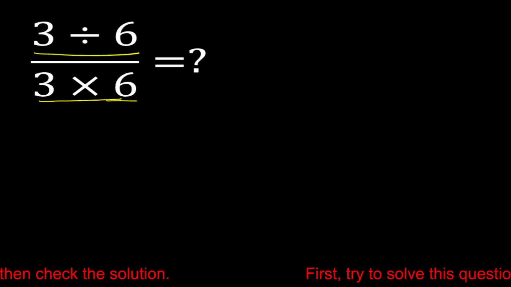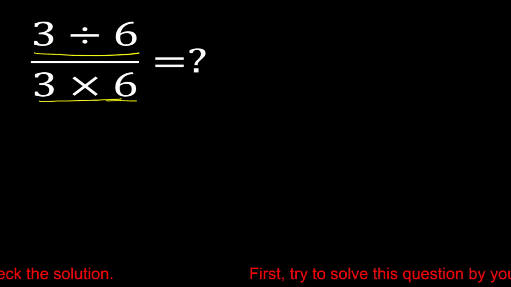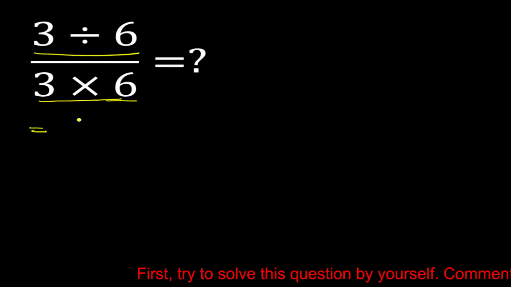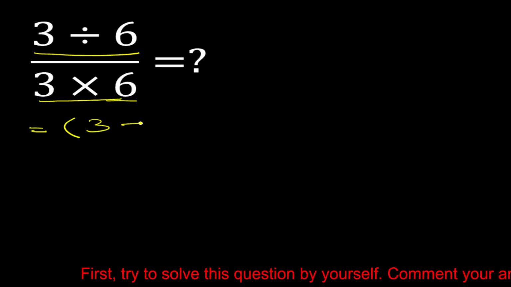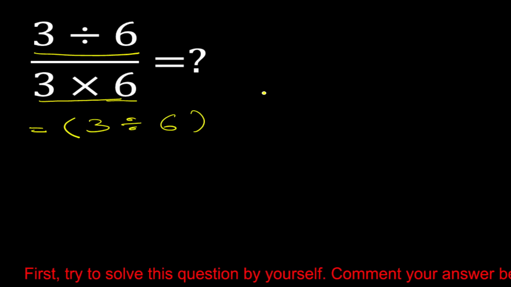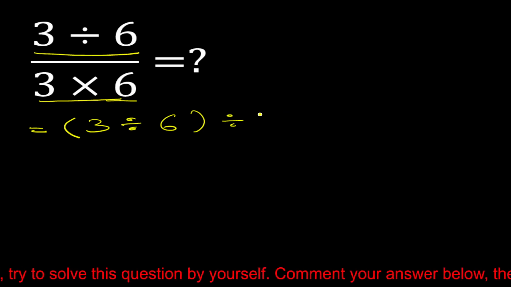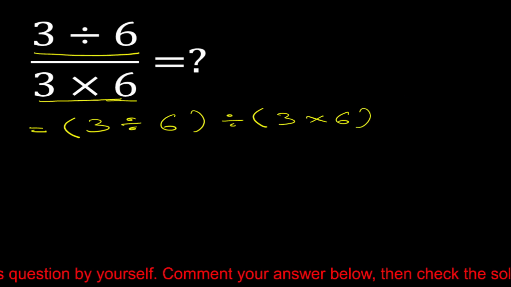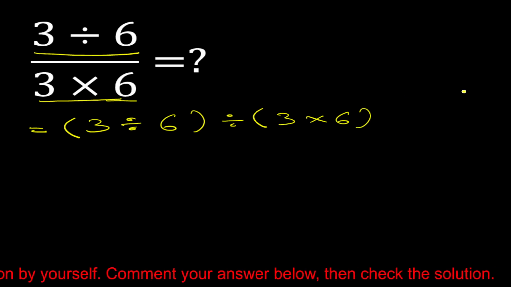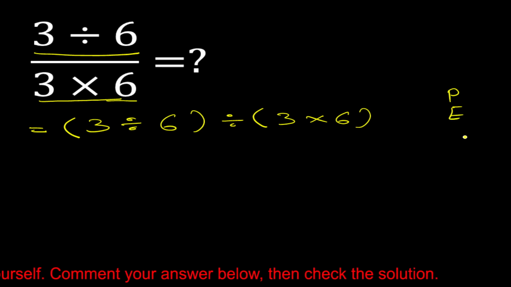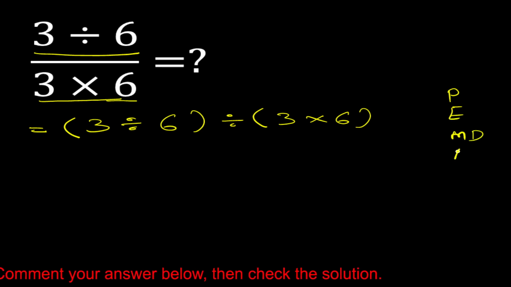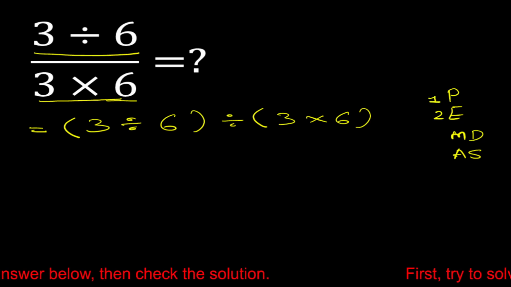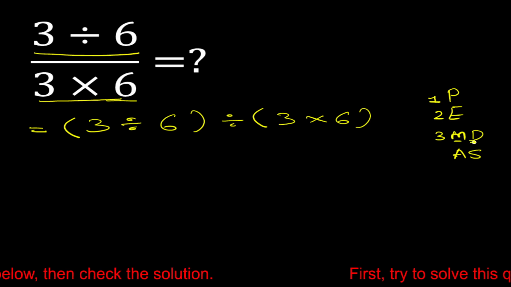So now let's solve this problem correctly by using the PEMDAS rule. So here we can write this question like (3 ÷ 6) ÷ (3 × 6). Now, PEMDAS. According to PEMDAS, first priority is parentheses, second priority is exponents, third priority is multiplication and division.